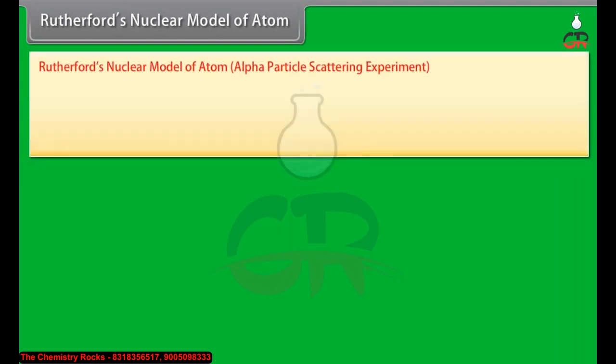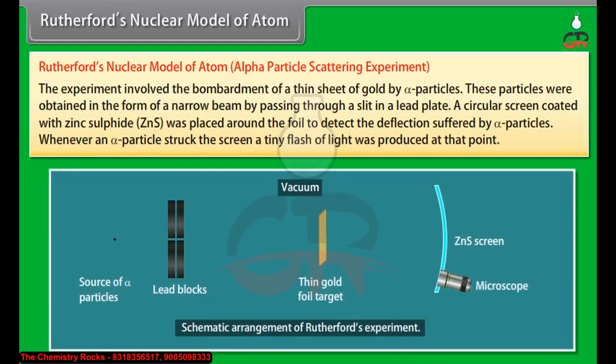The experiment involved the bombardment of a thin sheet of gold by alpha particles. These particles were obtained in the form of a narrow beam by passing through a slit in a lead plate. A circular screen coated with zinc sulfide (ZnS) was placed around the foil to detect the deflection suffered by alpha particles. Whenever an alpha particle struck the screen, a tiny flash of light was produced at that point.